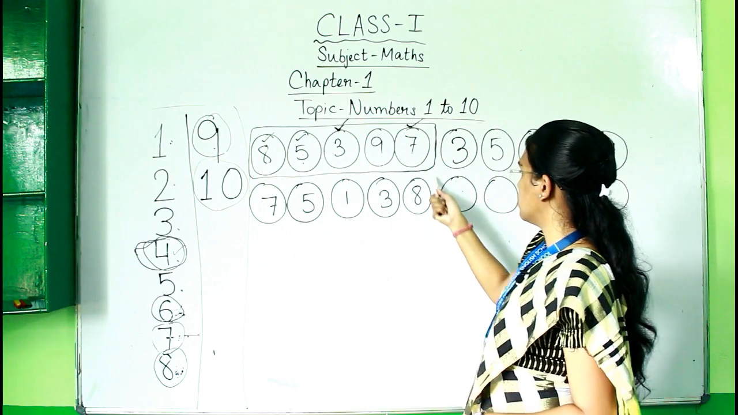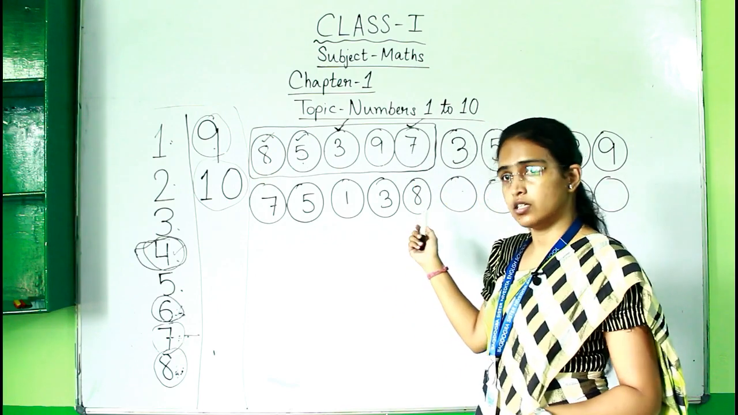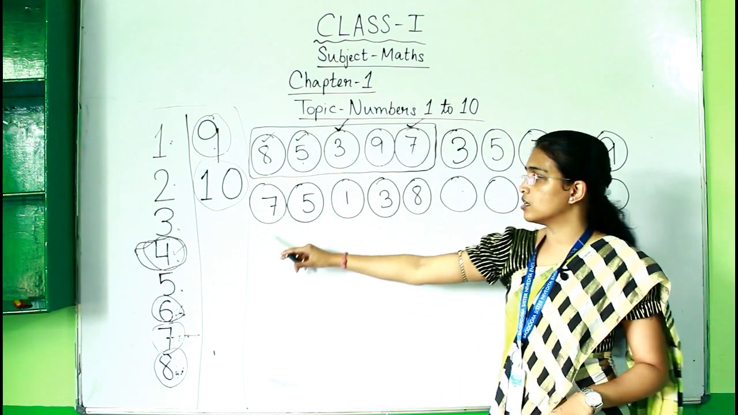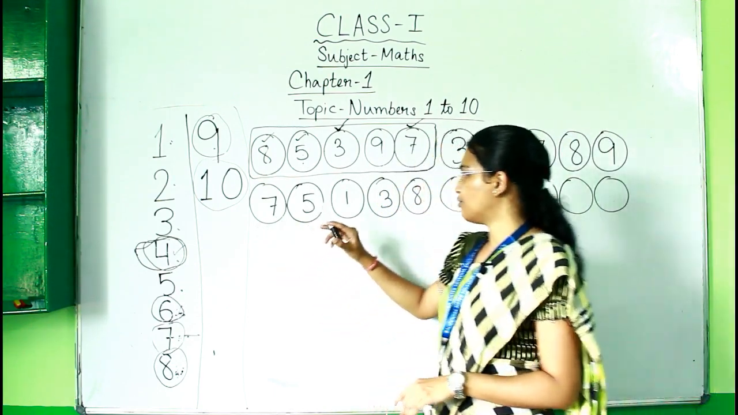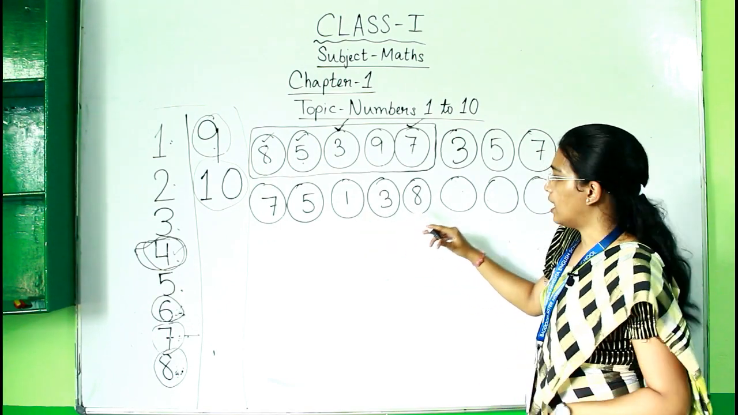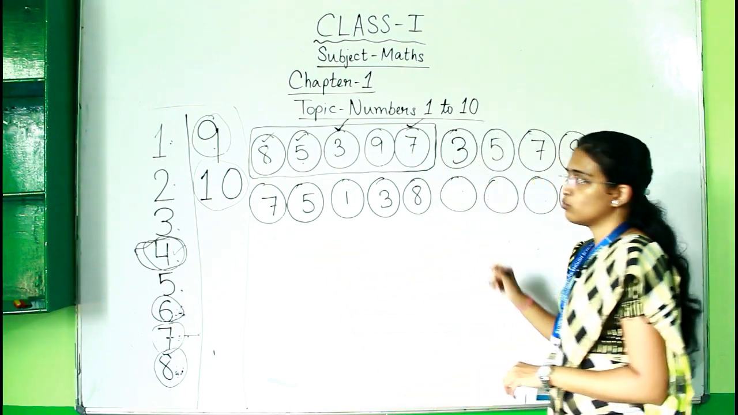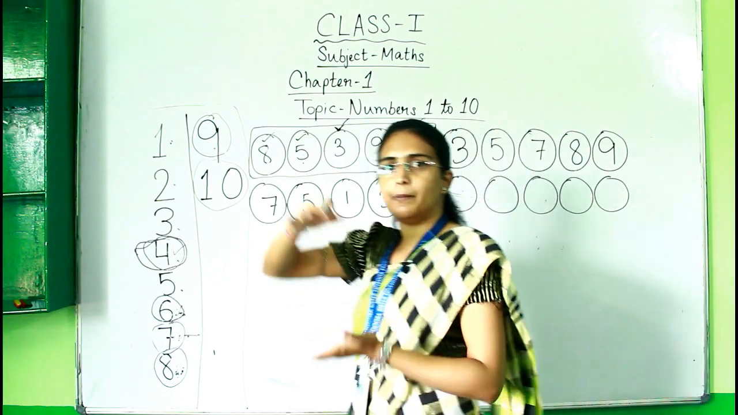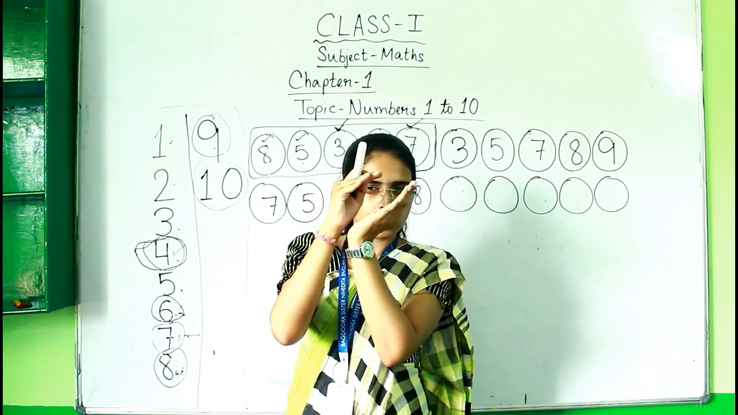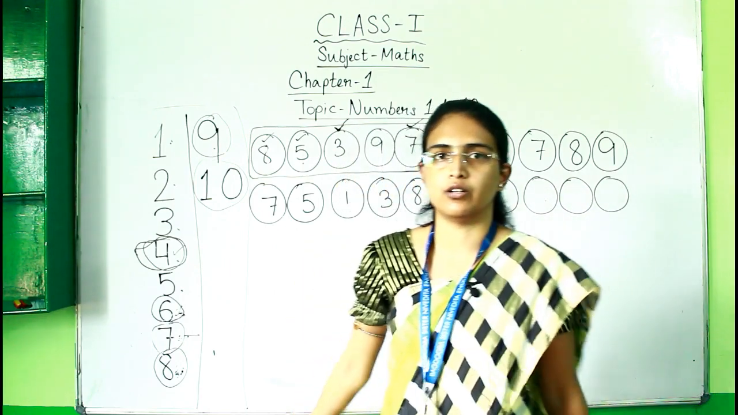Can you see this box? Can you see these circles? Can you see these boxes? What is written in these boxes? In the first box, it is written 7. After that, 5. Then 1. Then 3. And at last, it is written 8. Now we have to find out what? Smallest number or biggest number? We have to find out the smallest number. We have to find out that number. Okay.